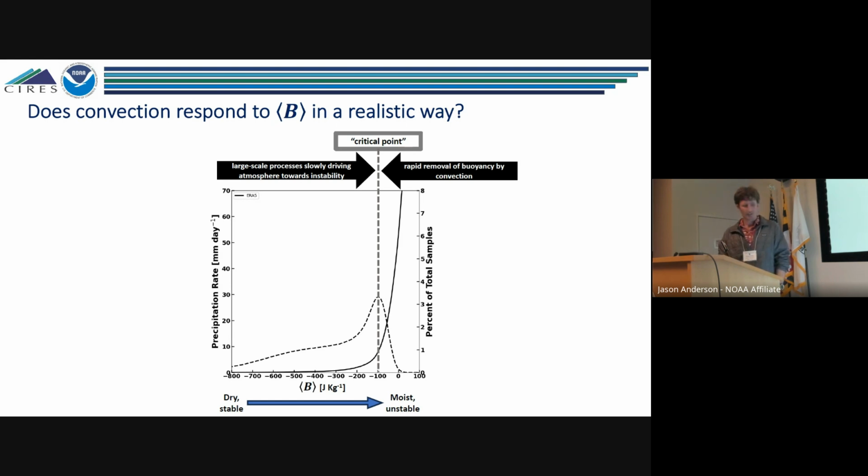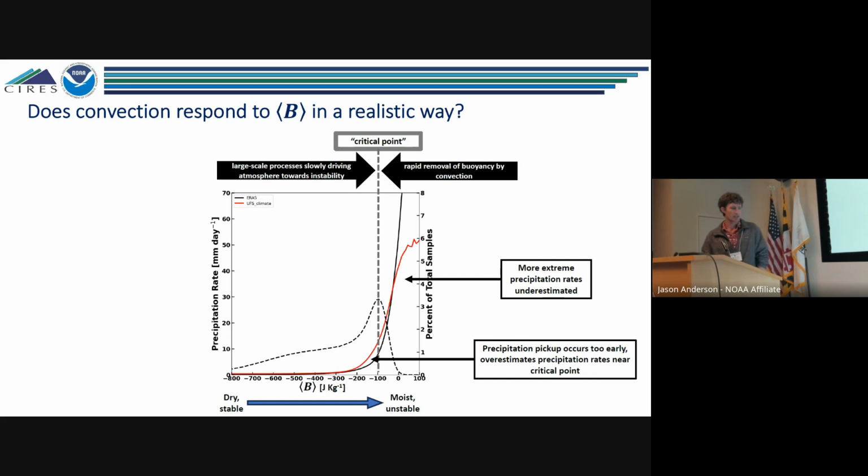So let's look at UFS climate simulations. In the UFS climate simulation, we see precipitation begins to pick up earlier than what we see in observations. And then here at these more extreme precipitation rates, precipitation is being underestimated.